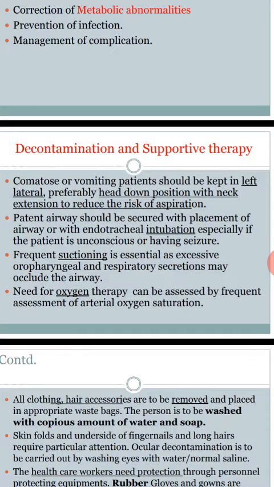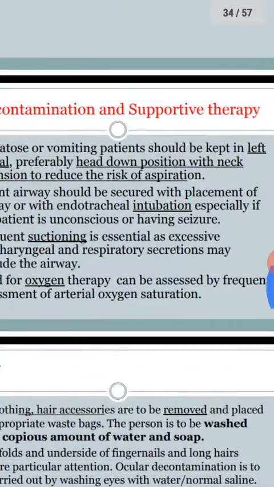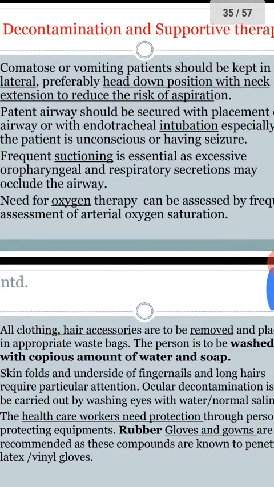Then, for intubation, the patient's airway should be secured with placement of an airway and endotracheal intubation, especially if the patient is unconscious and having seizures. If you keep the patient on the left side, preferably head down with neck extension, it reduces the risk of aspiration, maintains the airway, and is also used for endotracheal intubation. In between, you have to frequently suction any excess oropharyngeal and respiratory secretions.